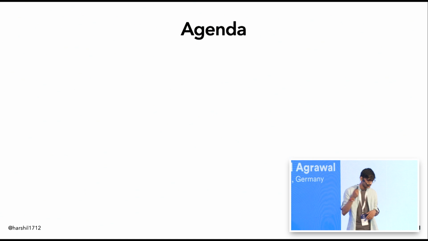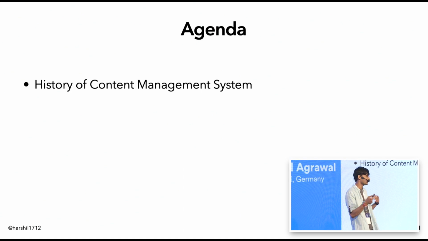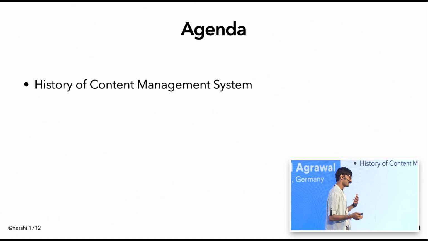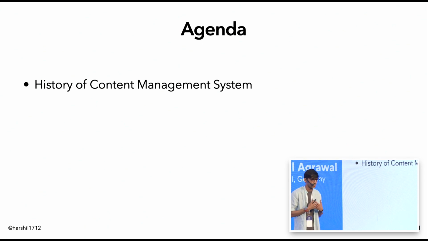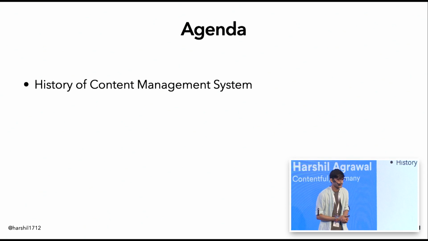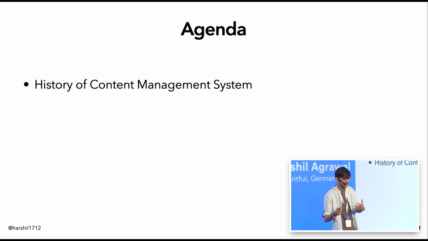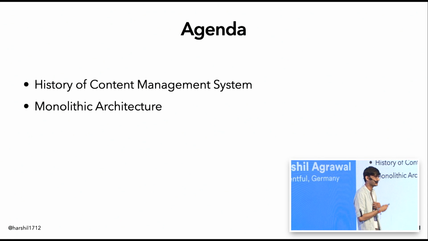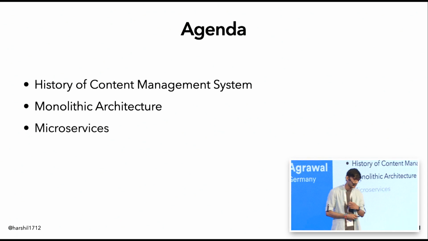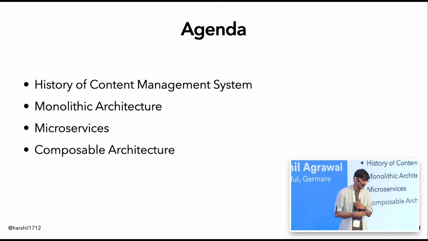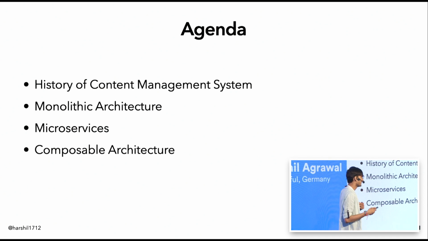Moving forward, let's talk about the agenda. I'm going to talk about the history of content management systems, because coming from a company that is basically a content management system, I would like to give you a bit more context about what it is and how things have evolved over time. Then we're going to look into the monolithic architecture, move into microservices, and then finally talk about the composable architecture, which is the main theme of this talk.